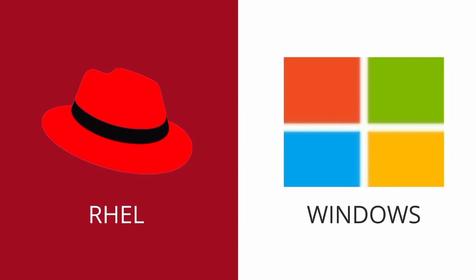Ultimately, the best choice depends on your specific needs and priorities. If you prioritize security, stability, and customization for server environments, RHEL might be the ideal fit. If you value user-friendliness, software availability, and a familiar interface for everyday tasks, Windows might be the better option. Both RHEL and Windows offer a wealth of features and capabilities. That's all for the comparison of Red Hat Enterprise Linux and Windows.